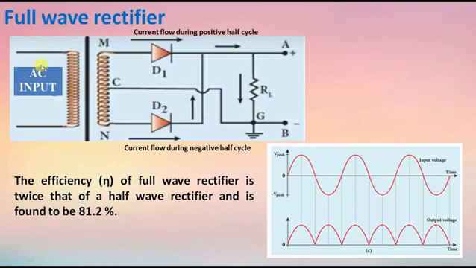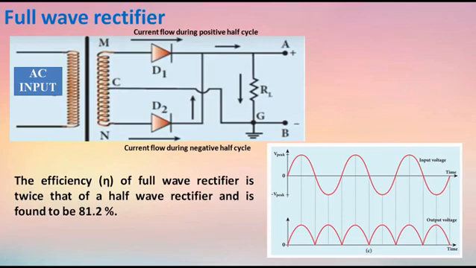In the AC input signal, both the positive and negative half cycles pass through the circuit. This rectifier is called a full wave rectifier. This is the circuit diagram for the full wave rectifier. It consists of two PN junction diodes, D1 and D2, a center tapped transformer, and a load resistance RL. The center tap is usually taken as ground or zero voltage reference point.